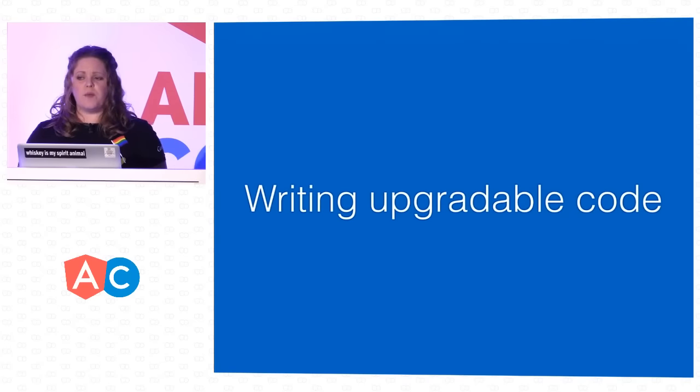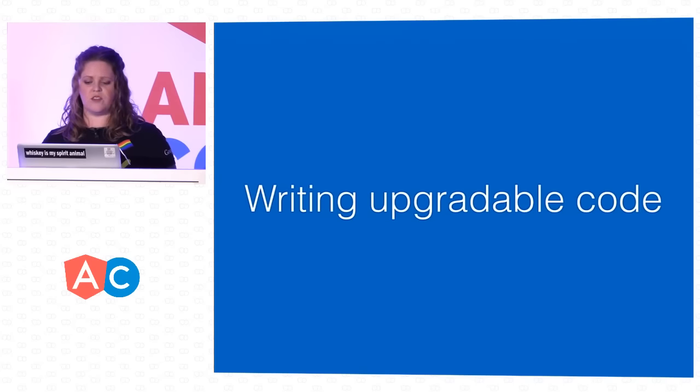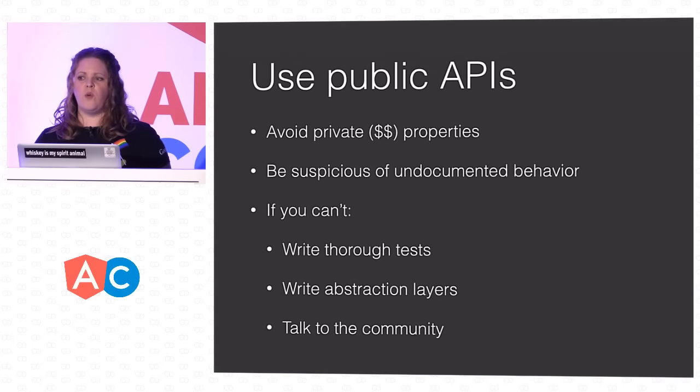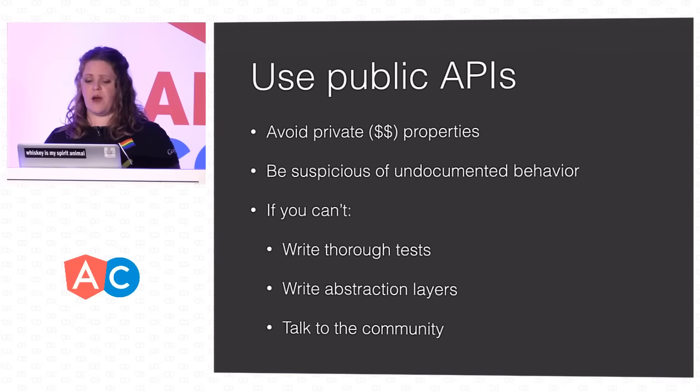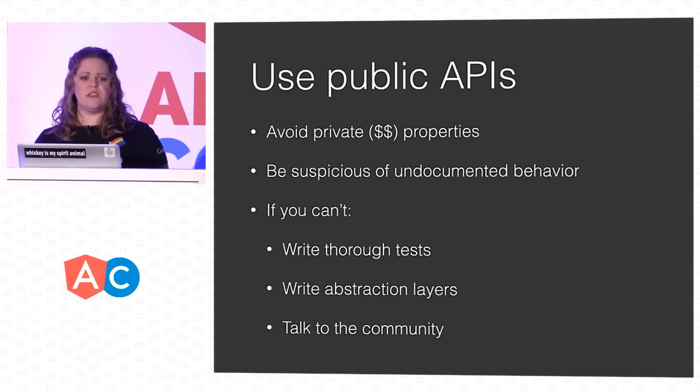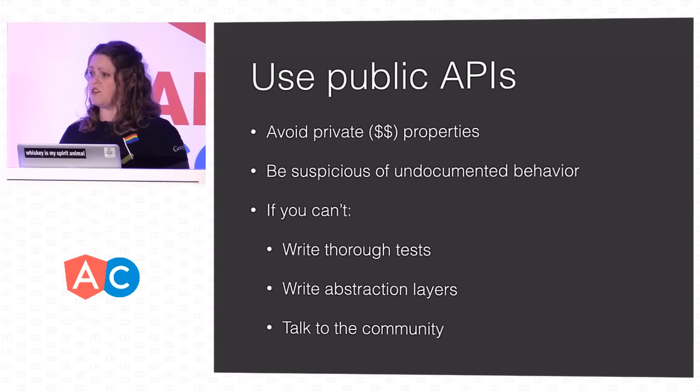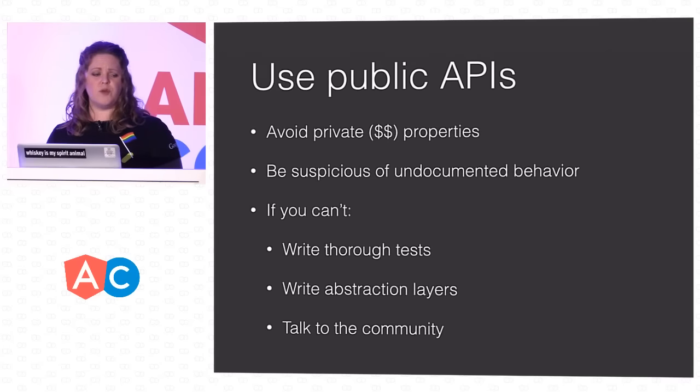The first part of an upgrade occurs long before the new library version is ever written. So the best thing that we can do is write code that's going to be easy to upgrade. One of the ways that we can do this is by using public APIs. So anytime you see a property or method in Angular that starts with a double $, that's supposed to be a private method or property. We should really avoid using those if possible.